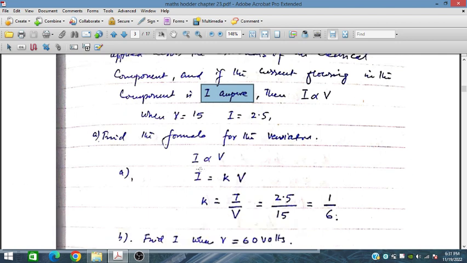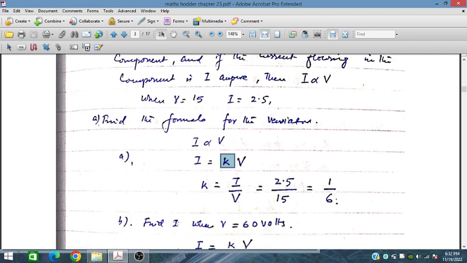Since they are in direct relationship, if V increases, the current increases. So this proportionality gives some constant value. So I is equal to K times V, where K is a constant and K is equal to I upon V. Here I is 2.5 and V is equal to 15. So the K value is 1 over 6.